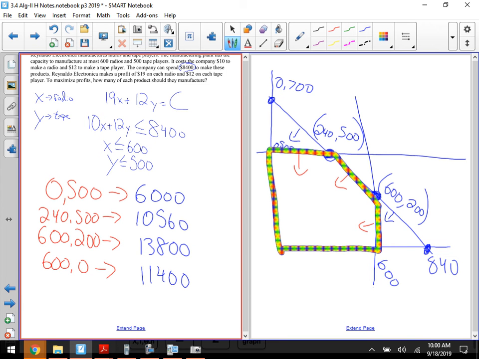And then that means that our maximum profit value occurs at the 13,800, which means in my ordered pair, since I put radios as X, tape players as Y, I need 600 radios and 200 tape decks. Now, if you flip-flop your X's and Y's, you should still get the same ordered pairs. Your image would just be inverted, as long as whatever you say they are to begin with remains constant.